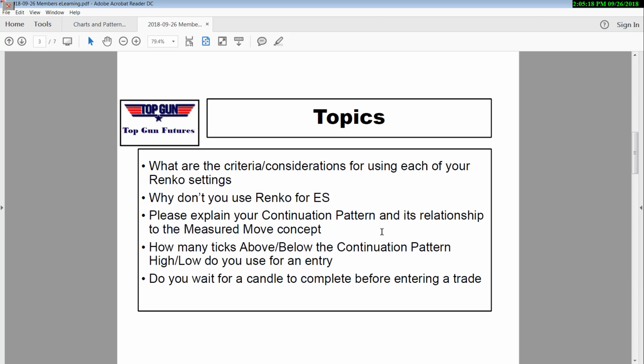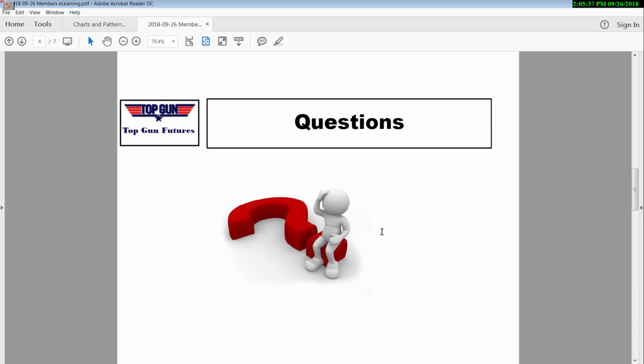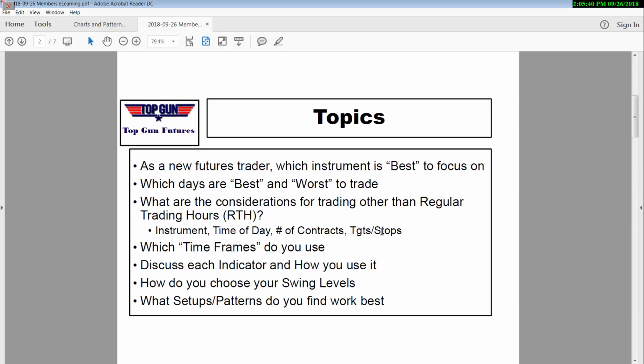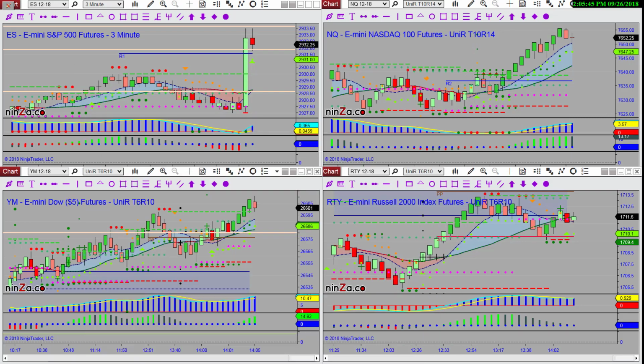Please explain your continuation pattern and its relationship to the measured move. And how many ticks above or below the continuation pattern, high or low, do you use for an entry? Do you wait for a candle to complete before entering a trade? Now, it's not just for the continuation pattern, but it's for all. And then I'm going to bring it back to here. I'm going to minimize it and take it off to the side so that we can talk. All right.